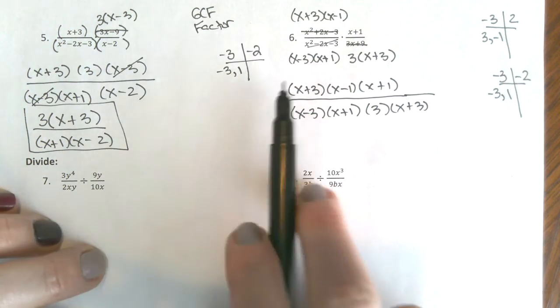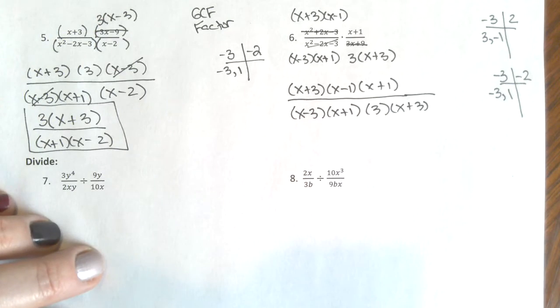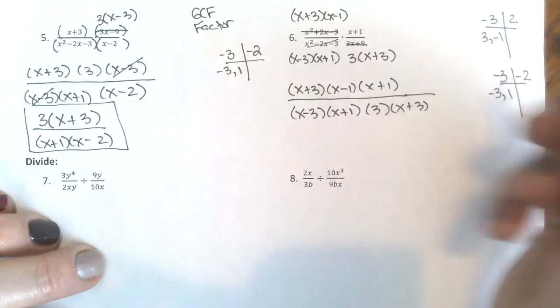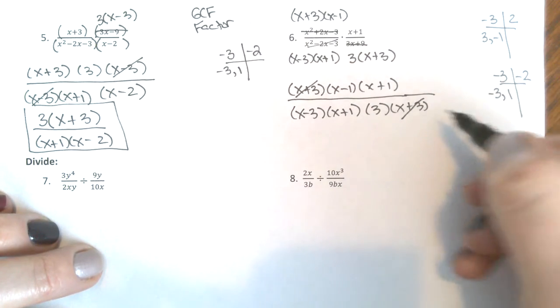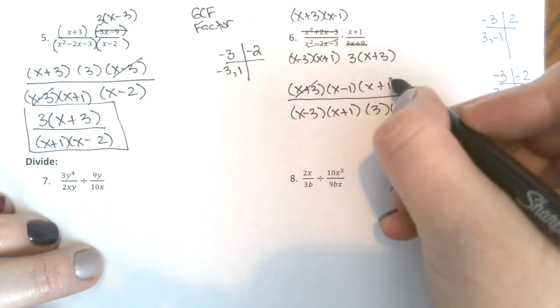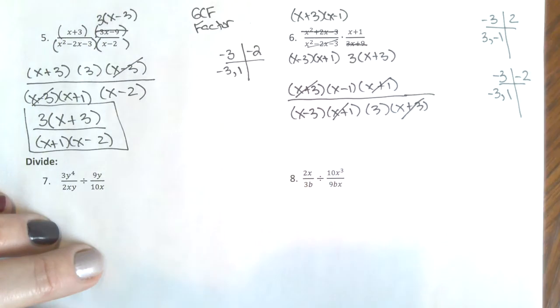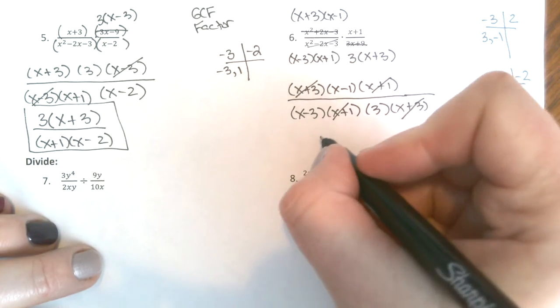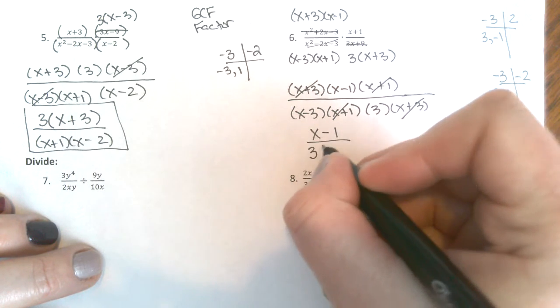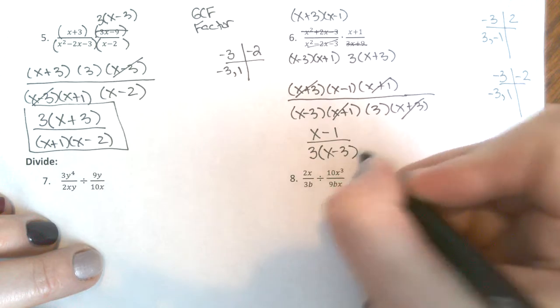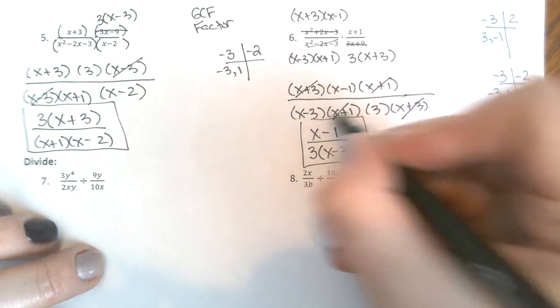All right, so this is what everything looks like when it's fully factored. Once everything is fully factored, now you're in a position to cancel. The x plus 3 cancels with this x plus 3, and my x plus 1's cancel. And so my final answer is x minus 1 over 3 times x minus 3.